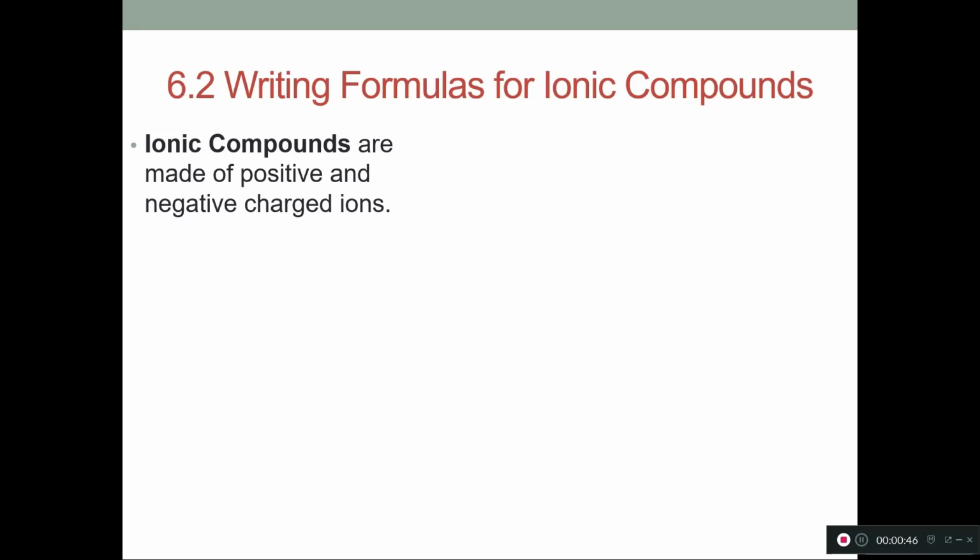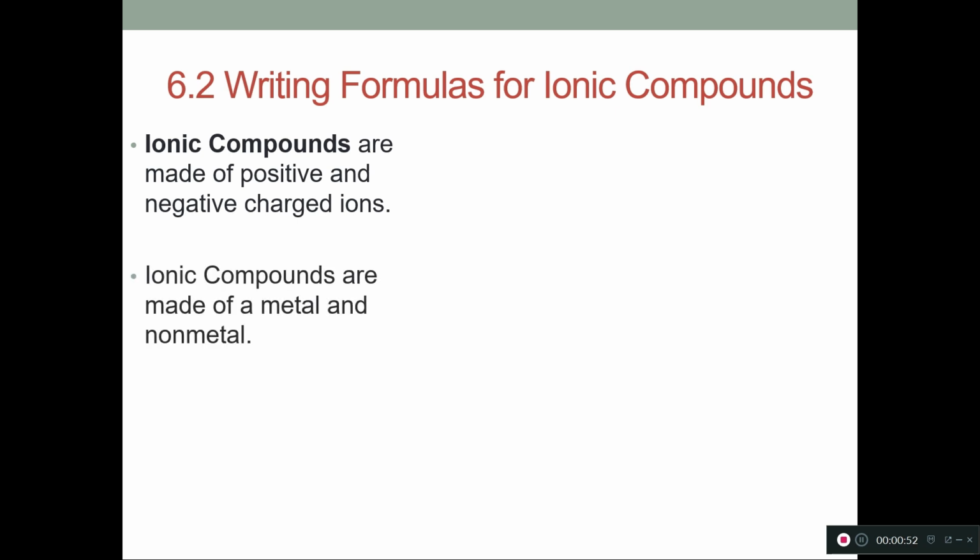In this video, I'm going to start discussing ionic compounds. Ionic compounds are made of positive and negative charged ions. Ionic compounds are made of a metal and a nonmetal. Remember, metals are usually going to lose the electron and become positively charged. Nonmetals are going to gain the electrons and become negatively charged.